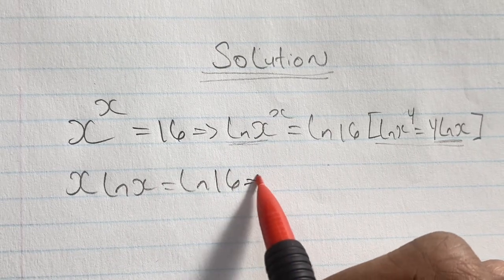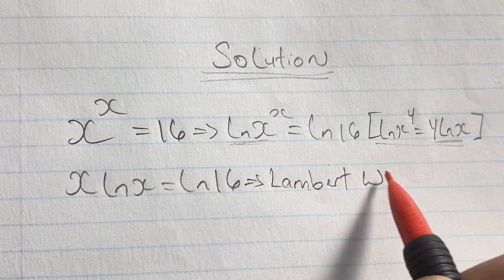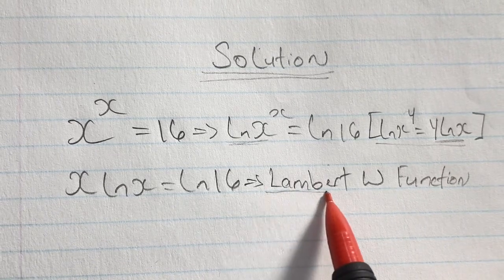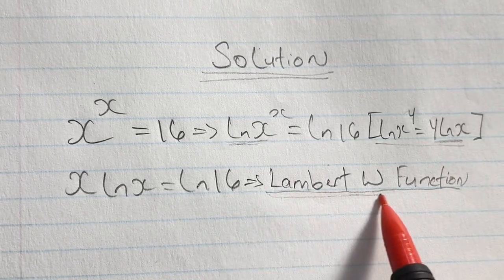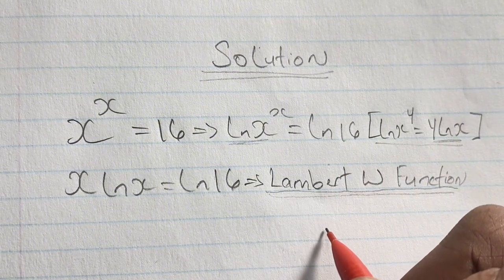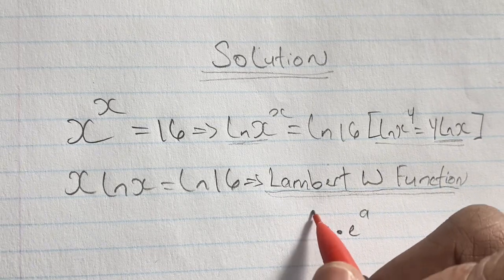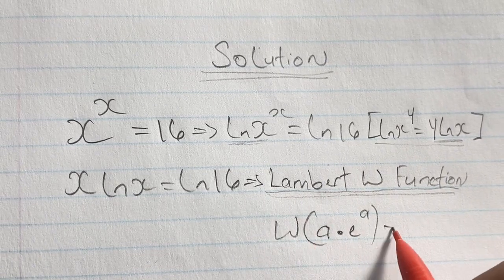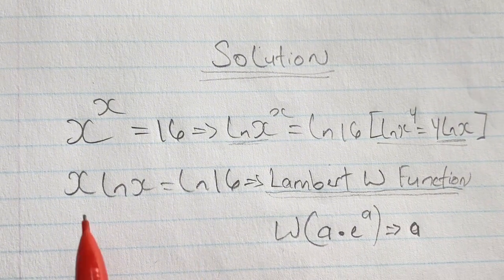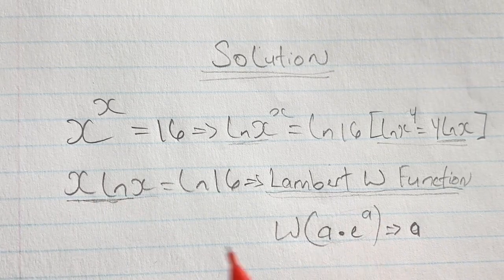Now from here I would like to introduce my method for solving this equation, and this method is a special kind of function called the Lambert W function. This is a very special kind of function that is used to solve variables in the base and also in the powers. How this function works is that where we have an expression such as a times e to the power of a, if we apply a W function to this expression, the result is a. And so from here we can simplify our equation so that it reflects a times e to the power of a. So we take x times ln x and we write it in this expression.